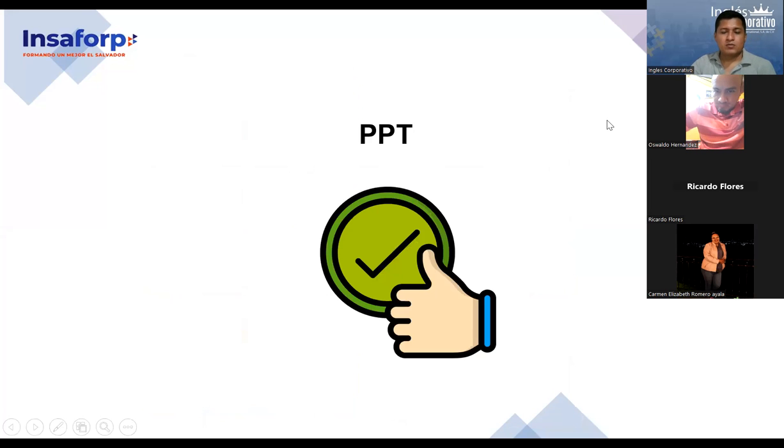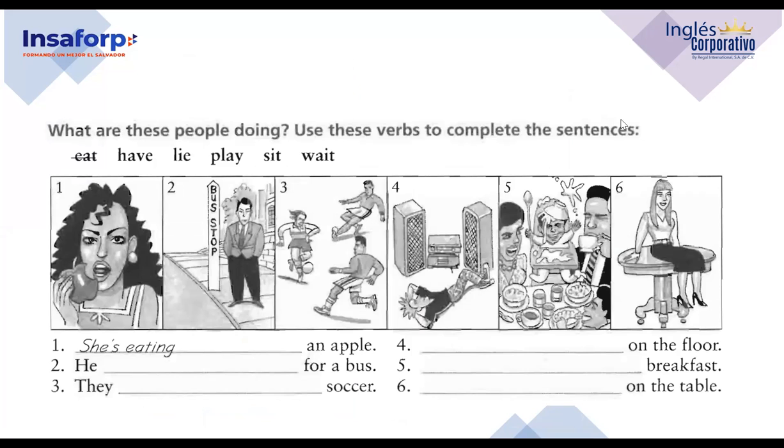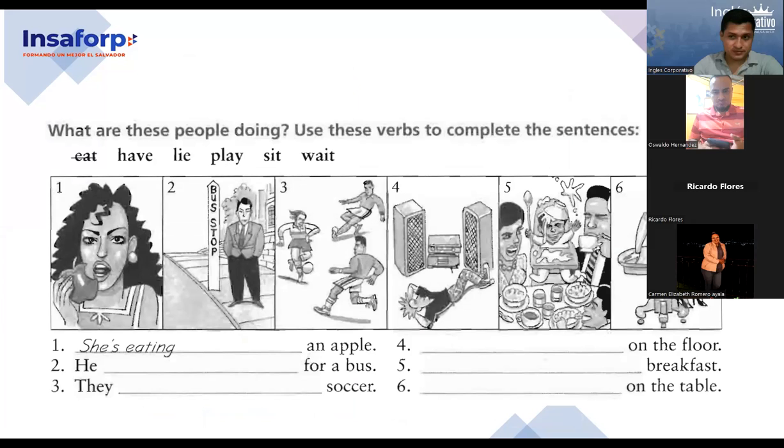Perfect. Wonderful. Well, with this one, we did it yesterday. And here we have all the verbs. Mire, tenemos eat, have, lie, and play, sit, and wait. Okay? Tenemos some pictures. Yes? Right? Picture number one. She's eating. Mire, this woman, she's eating, right? Picture number two. What is this one? ¿Cuál sería el verb que va con la picture number two?